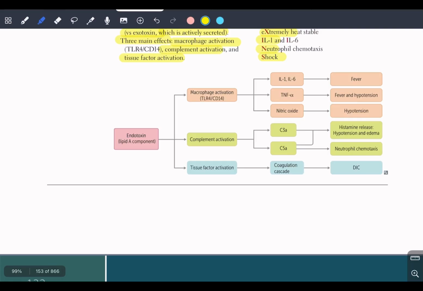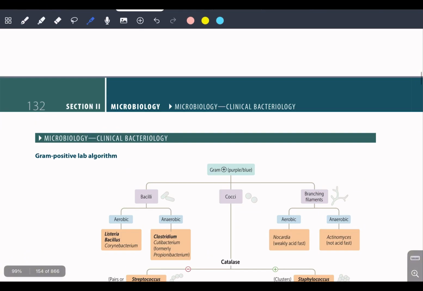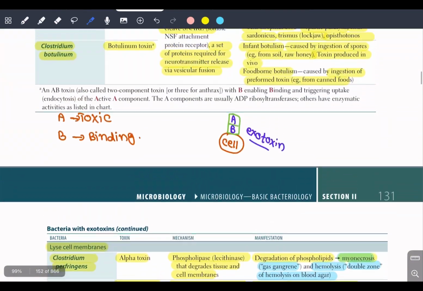So with endotoxin, macrophage, complement, and tissue factor activation are the three functions. Tissue factor activation causes the coagulation cascade, and that causes DIC. Complement activation causes C3a and C5a. C3a causes histamine release, causing hypotension and edema, and C5a causes neutrophil chemotaxis. Macrophage activation releases interleukin 1 and 6, which cause fever, and TNF alpha causes fever and hypotension, and nitric oxide causes hypotension. So these were the different types of exotoxin as well as endotoxin.